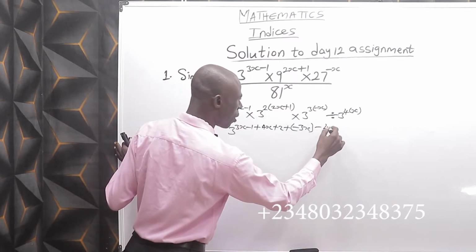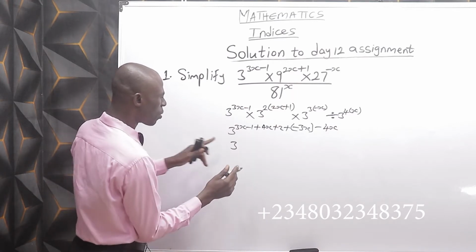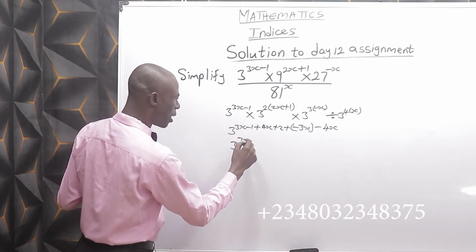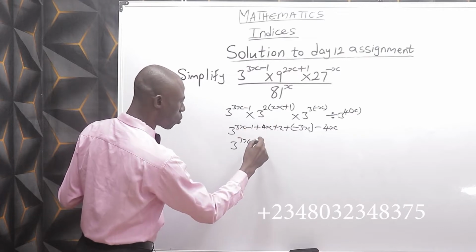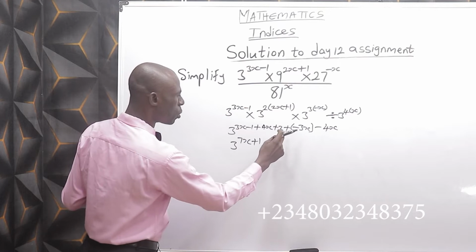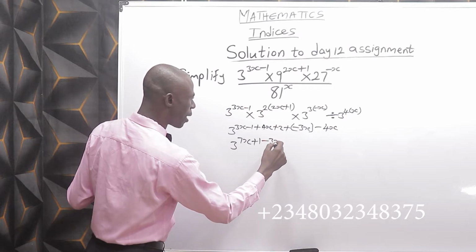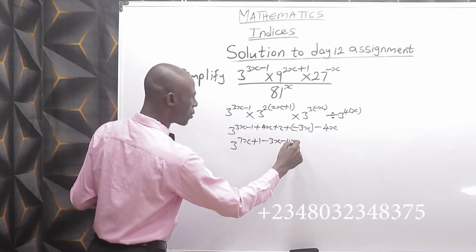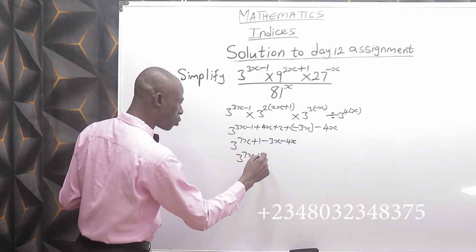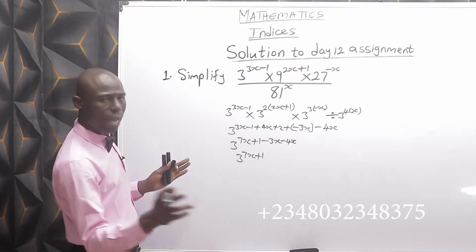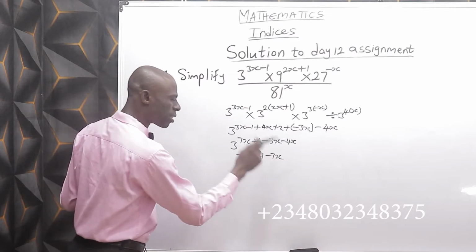That is minus 4x. So we have 3 raised to the power 3x plus 4x, that is 7x. Minus 1 plus 2, that is plus 1. Plus times minus, that is minus 3x minus 4x. Looking into that very well, 3 raised to the power 7x plus 1 minus 3x minus 4x is minus 7x. So 7x minus 7x gives 0.